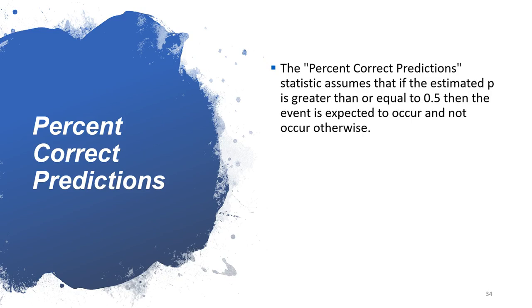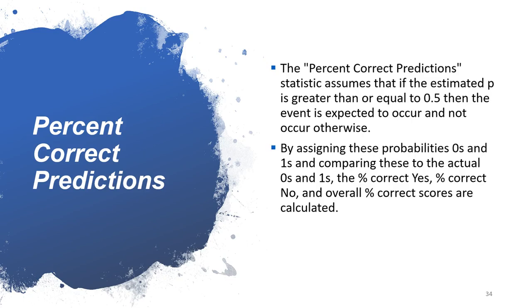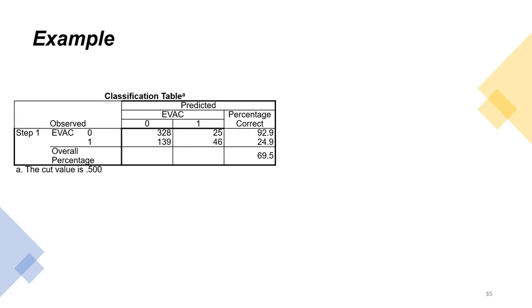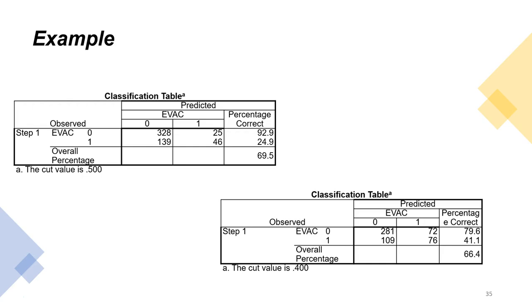One thing that we have as an output is the classification table. This is where you can see how the predicted values were compared to what the observed values were. Using our evacuation example, you can see that the accuracy for successful observations was only 1 in 5. For failures, which are the zeros, we were 93% accurate. But we are only 25% accurate in predicting who will evacuate. So the overall accuracy is 70%.